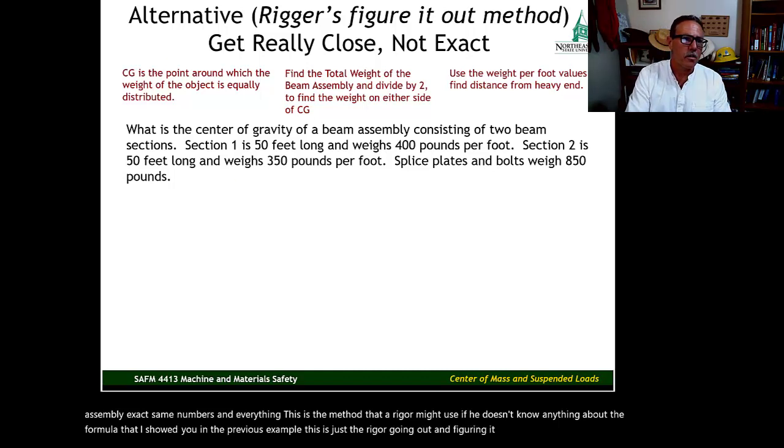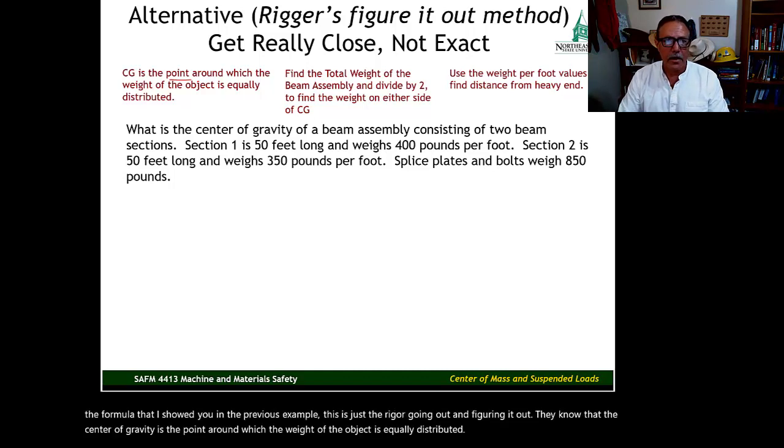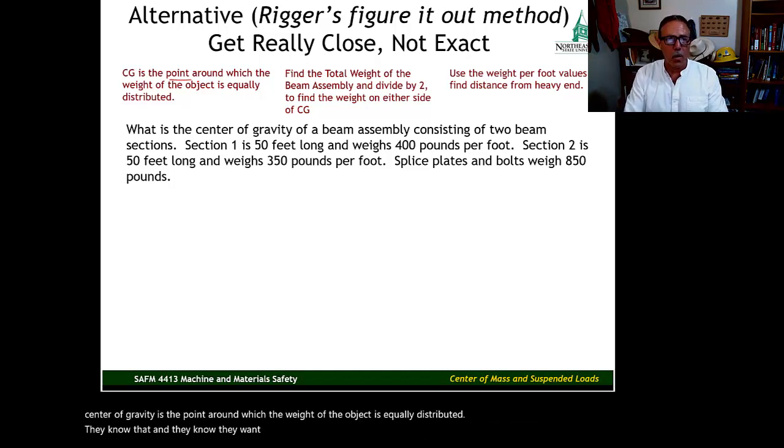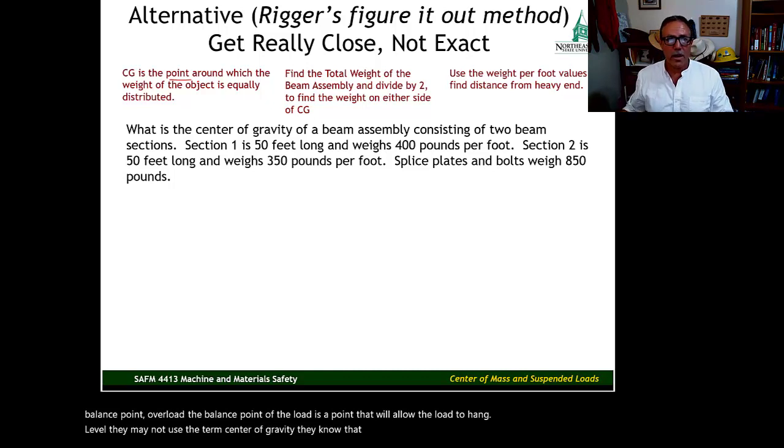They know that the center of gravity is the point around which the weight of the object is equally distributed. They know that, and they know they want to be over that balance point. Some riggers will call it, well, we need to find the balance point of our load. The balance point of the load is the point that will allow the load to hang level. They may not use the term center of gravity, but they know that they want the same amount of weight on both sides of that balance point.